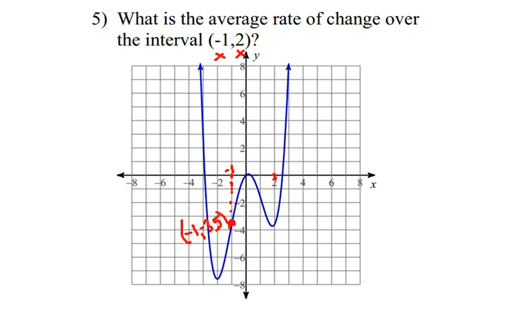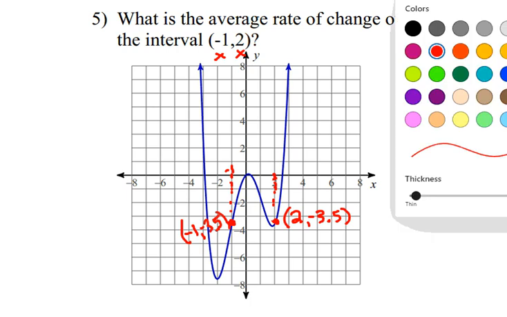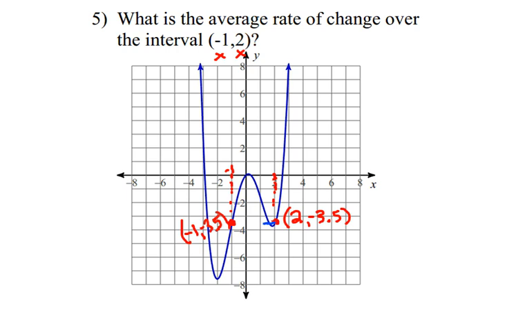Then x equals 2 is right here. We'll work our way down, and to me it looks like 2, -3.5. So how much did the y values change? When you do average rate of change, after you find those 2 points on the graph, you connect them. You're kind of making a new graph and saying, yes, we see that this thing goes up, and then it comes back down, and then it goes back up a little bit more.